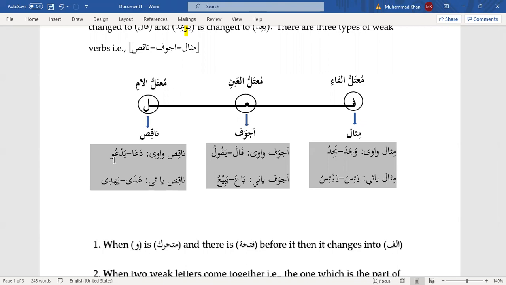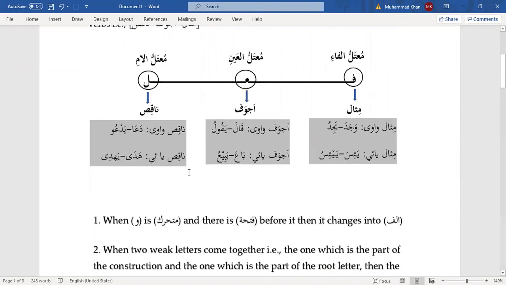Inshallah, today we are going to start with naqis wawi. In naqis wawi, most of the verbs come on the pattern of nasara yansuru. So it's similar to ajwaf wawi. In ajwaf wawi, most of the verbs come on the pattern of nasara yansuru, and in naqis wawi also most of the verbs come on the pattern of nasara yansuru, as we can see here, da'a yad'u. However, the changes in ajwaf and naqis will be different, and that's what we are going to discuss today.